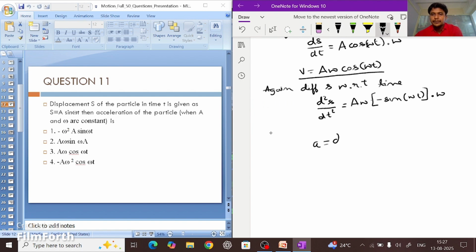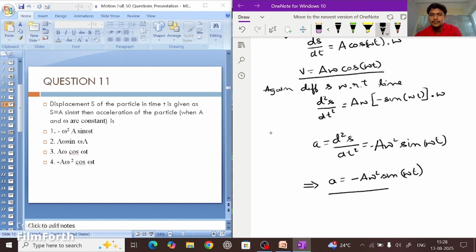acceleration is equal to d square s by dt square, which is equal to minus A omega square sine omega t, which implies acceleration of the particle is equal to minus A omega square sine omega t. Here option 1 is the correct answer.